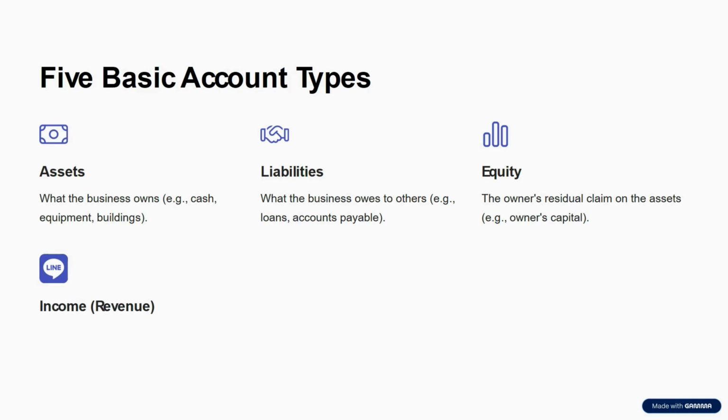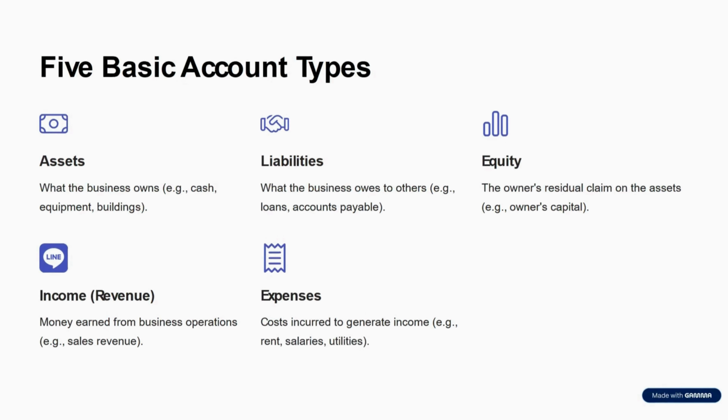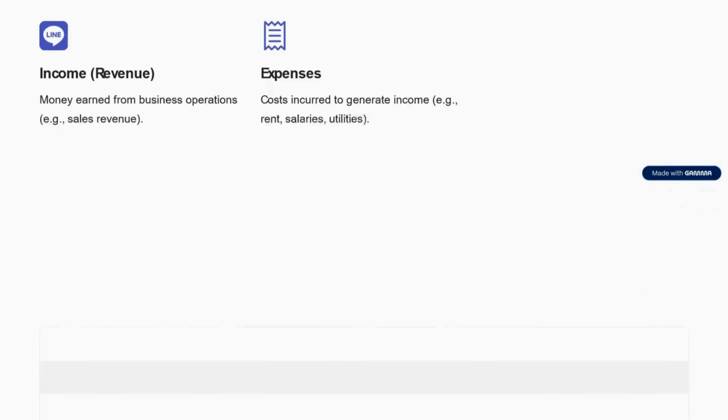Number 4 is income or revenue. Income is the money earned from business operations, for example, sales revenue. Number 5 is expenses. Expenses are the costs incurred to generate income, for example, rent, salaries, utilities.